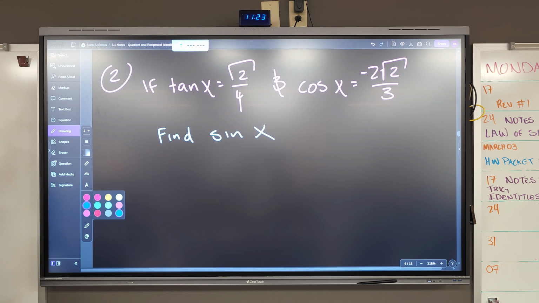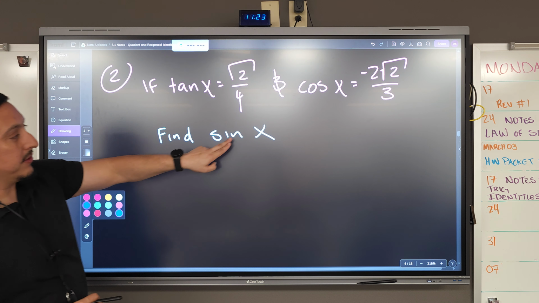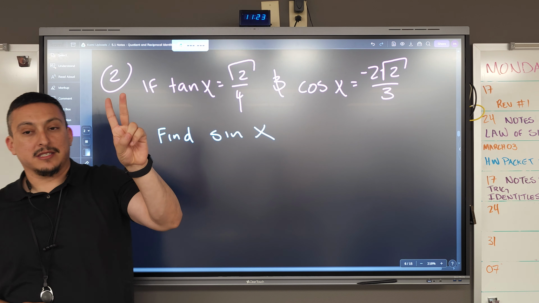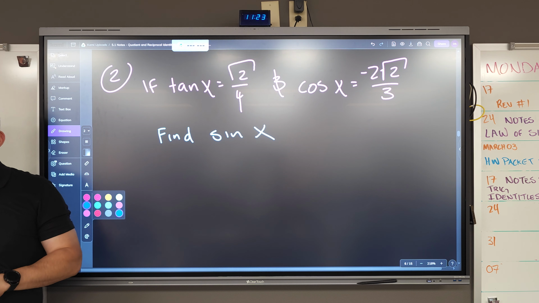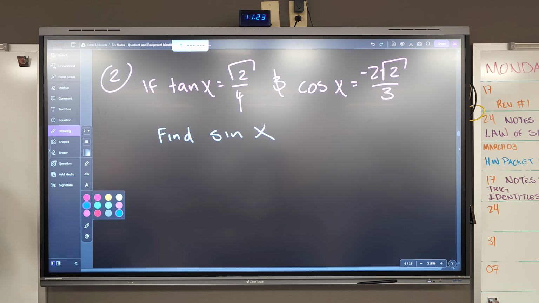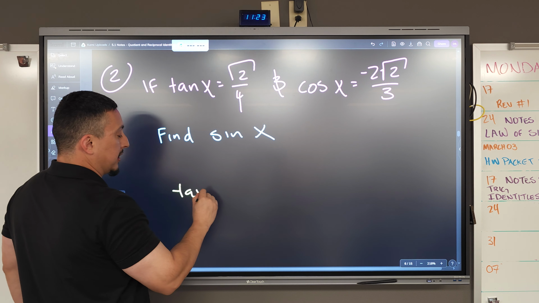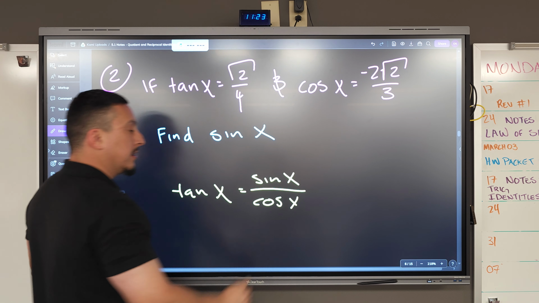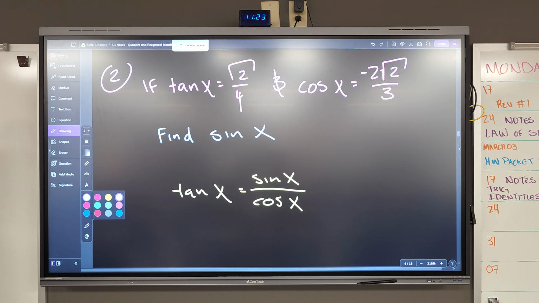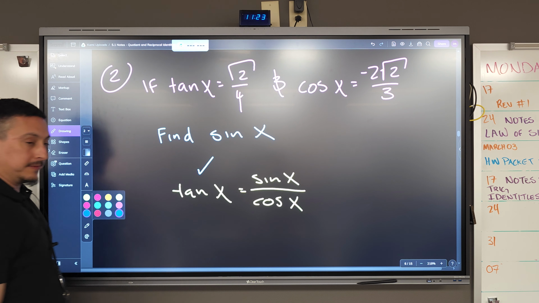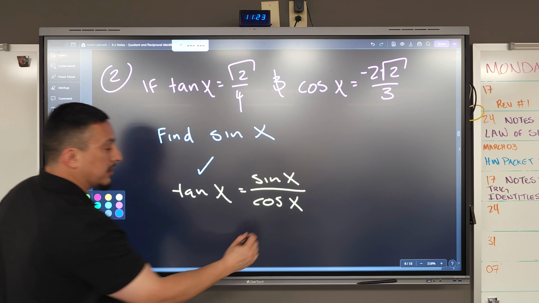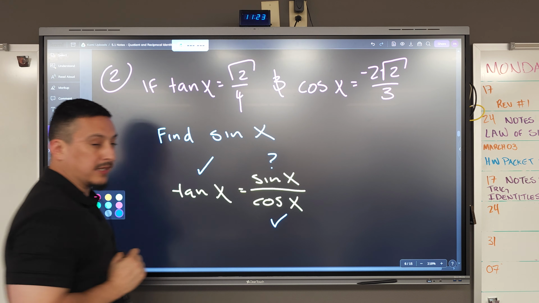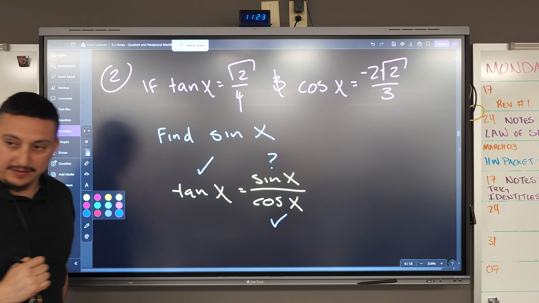But do you guys see an identity that has these three things? Tangent, sine, and cosine. Okay, it's right here. So that's the one we use because that's the one that has all three. So we're going to use this one. Tangent x equals sine x over cosine x. Why that one? Because look, we know tangent. We know cosine. We don't know sine. So for this equation, we only don't know one thing, so that means it's solvable.